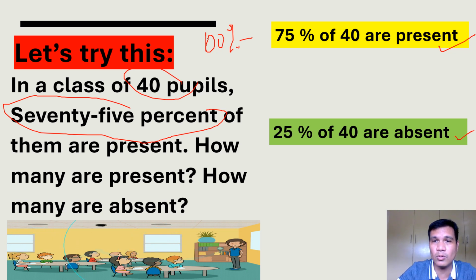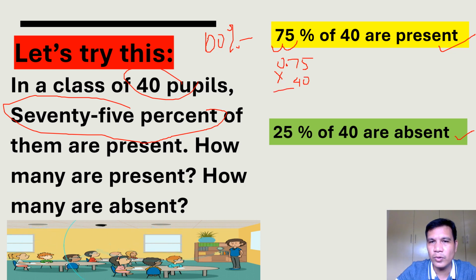So, let us try to look for the answer. What is 75% of 40? So, again, to solve, let us change 75% into a decimal number. So move the decimal point 1, 2. It will become 0.75 or 75 hundredths. Then multiply it by 40.